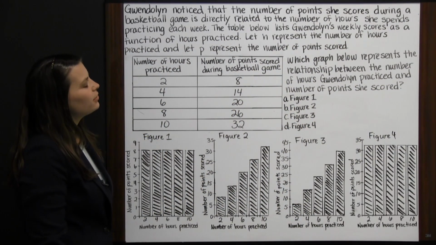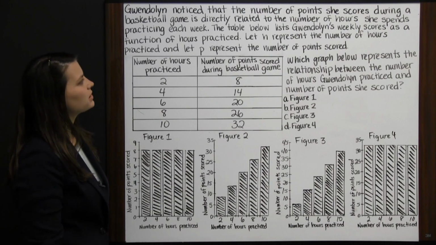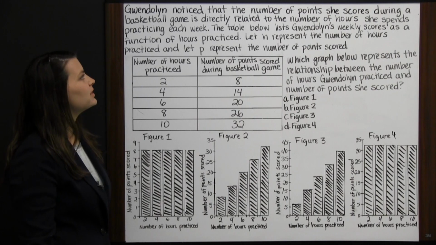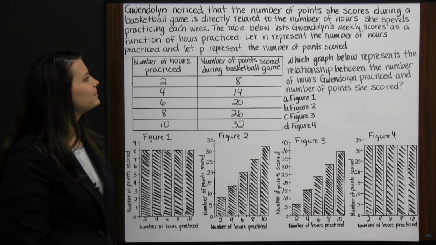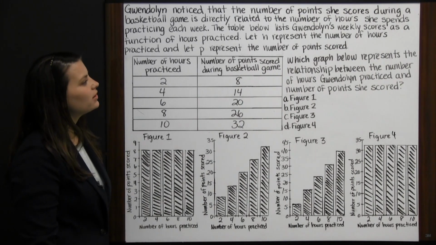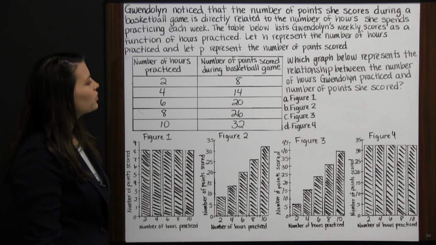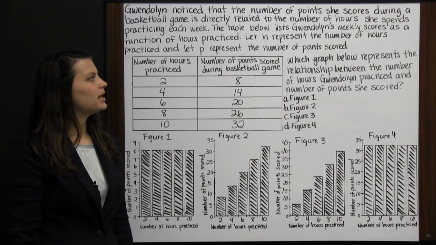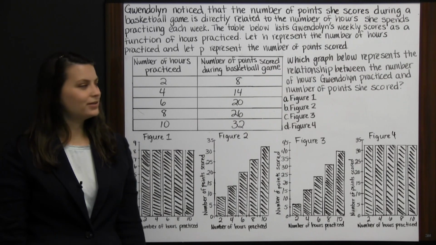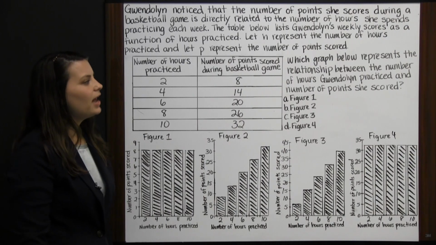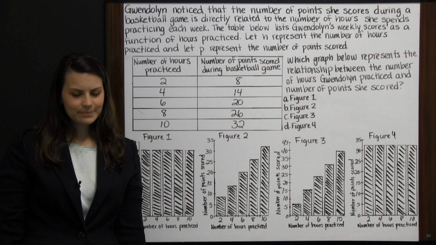Gwendolyn noticed that the number of points she scores during a basketball game is directly related to the number of hours she spends practicing each week. The table below lists Gwendolyn's weekly scores as a function of hours practiced. Let H represent the number of hours practiced and let P represent the number of points scored. Which graph below represents the relationship between the number of hours Gwendolyn practiced and the number of points she scored?